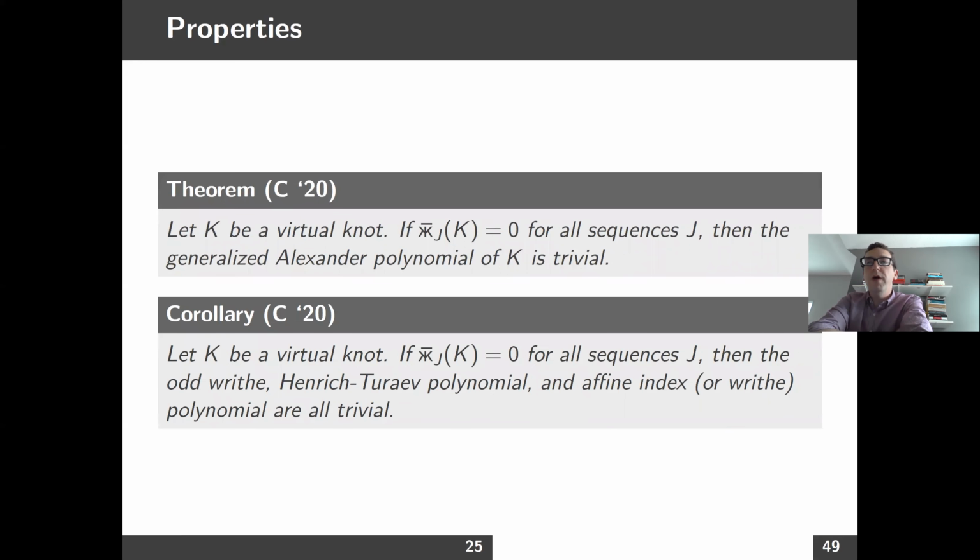And by a theorem of Meller, we know that the generalized Alexander polynomial determines the odd-Rive, Heinrich-Turaev polynomial, affine-index polynomial, or Rive polynomial. So that means that whenever the J-bar invariants are 0 for all sequences J, then the odd-Rive, Heinrich-Turaev polynomial, and affine-index, or Rive polynomial, are all themselves trivial. And so what that means is the J-bar invariants are at least as strong as that family of slice obstructions that come from the generalized Alexander polynomial. But on the other hand, it can also be stronger.